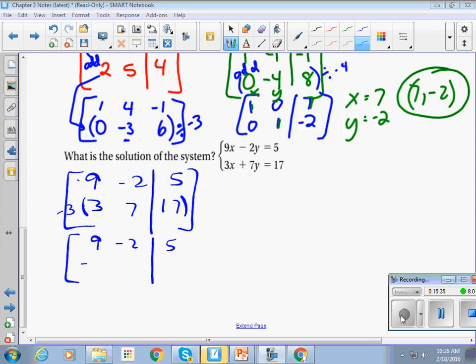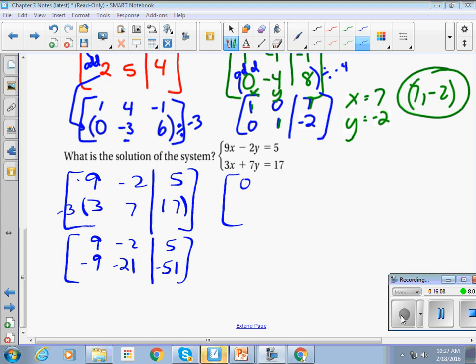And when I do, I get -9, -21, and -51. Oh, how's that for mental math brain? So I'm going to add the top row and the bottom row and replace the top. So when I add those two together, I'm going to go 9 plus -9 is 0. But we want it to be 1, not 0. We're going to switch the rows.